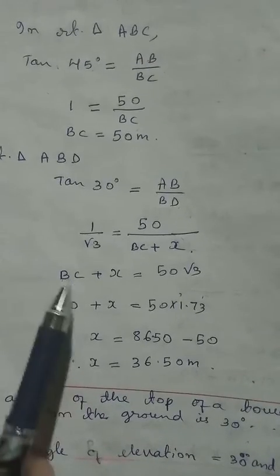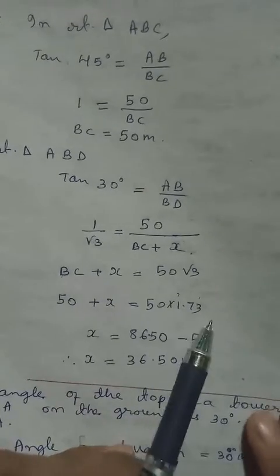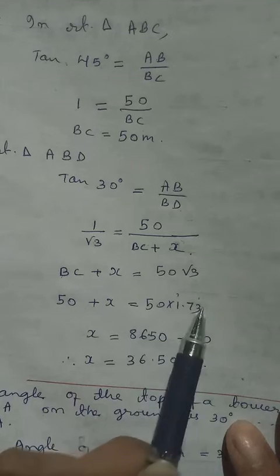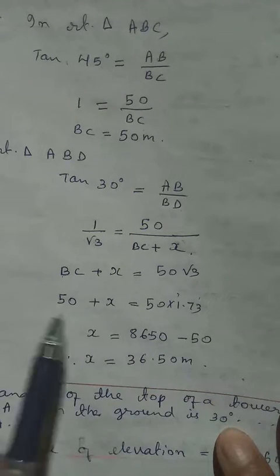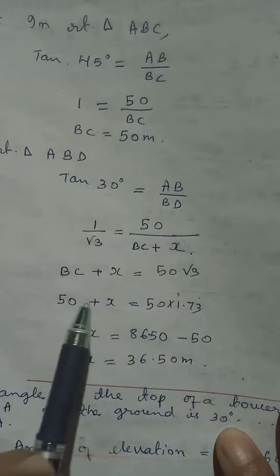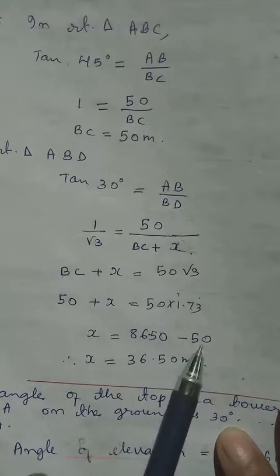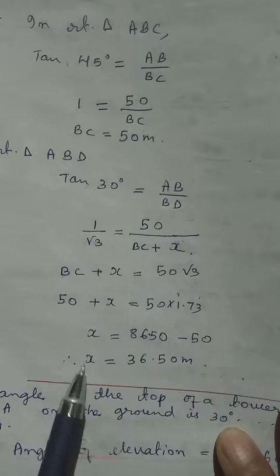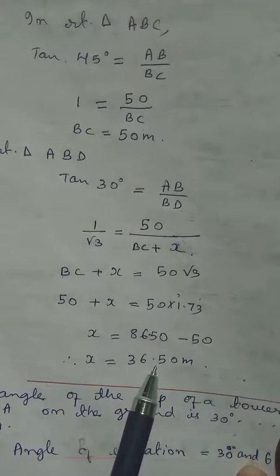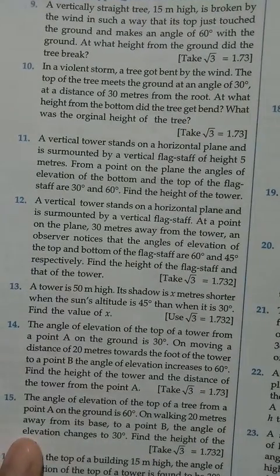So BC we already know, 50, we can replace. Root 3 we know the value, 1.73. So you multiply 50 by 1.73, you get this one. We want only x. So this is plus, take that side, it becomes minus. Here separated by plus, so we have to shift to the other side, it becomes minus. So 50 has no decimal, subtract from 86. So we get that x is equal to 36.50 meters.